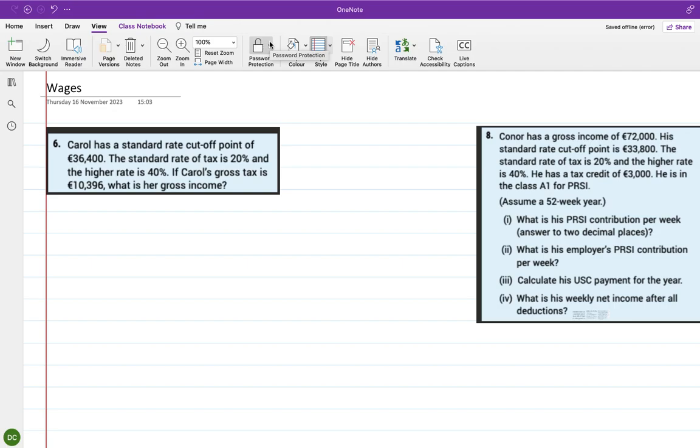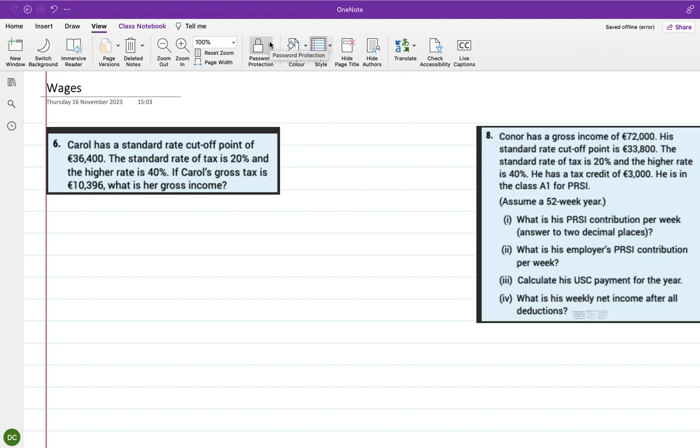A few wages questions just to go through the solutions. So, Carol has a standard rate cut-off point of €36,400. The standard rate of tax is 20% and the higher rate is 40%. If Carol's gross tax is 10,369, what is her gross income?